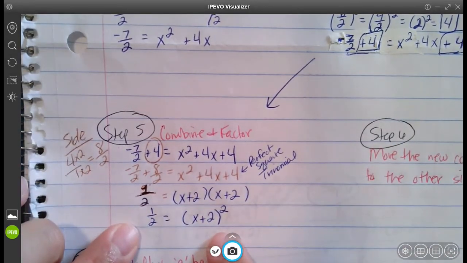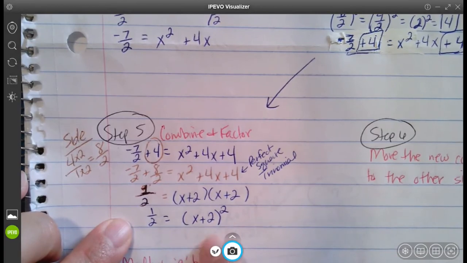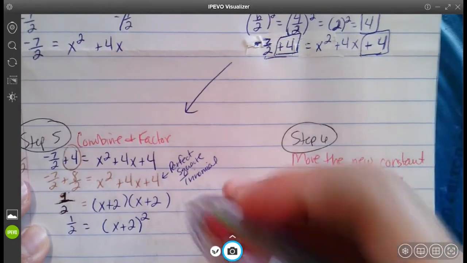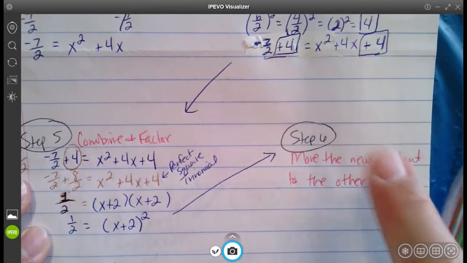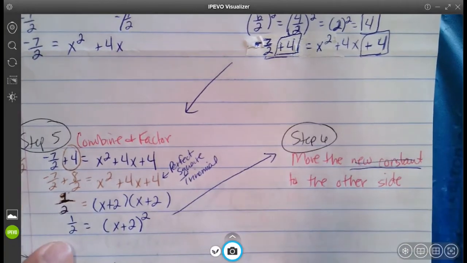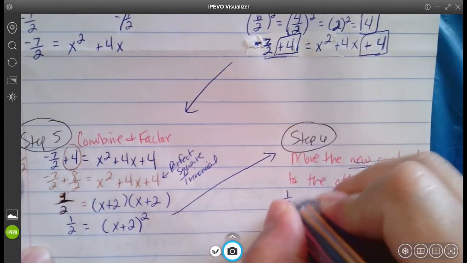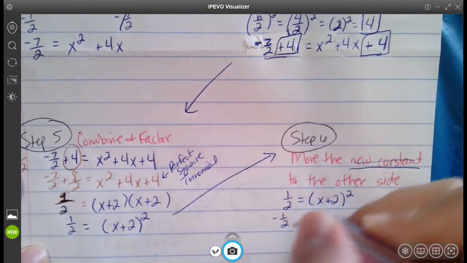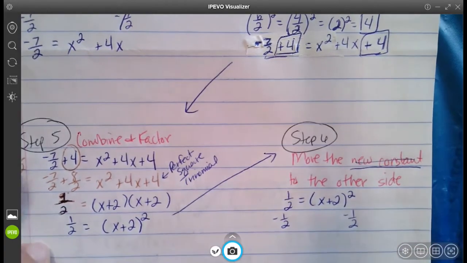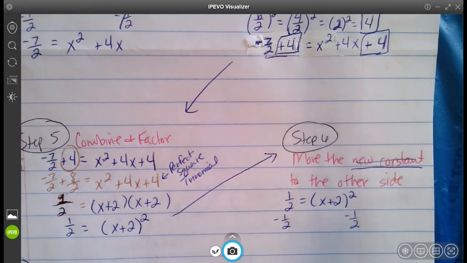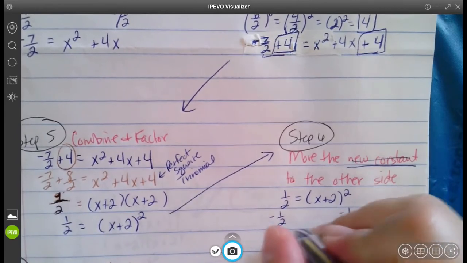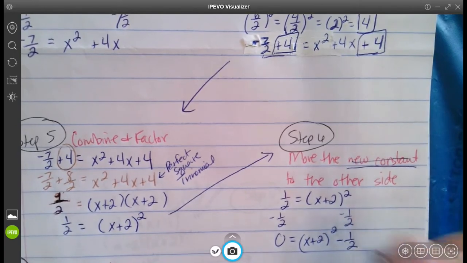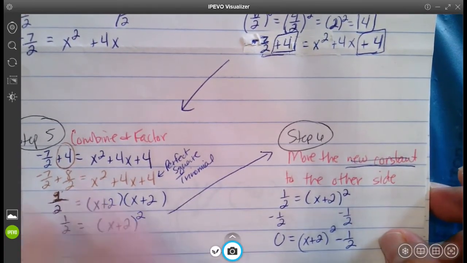This should start looking a little bit familiar because we kind of have our standard form happening. We just have to move this guy over here, and that is step 6. For step number 6, we're going to move the new constant, our 1/2, to the other side. So 1/2 is equal to x plus 2 squared. I'm going to subtract the half from this side and from the right side, and that will get rid of it on the left side. So now I have 0 equals x plus 2 squared minus 1/2. And we are almost done.